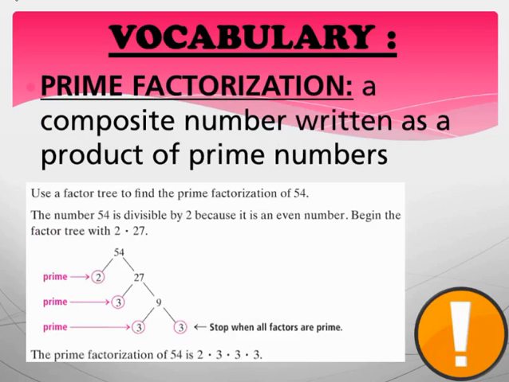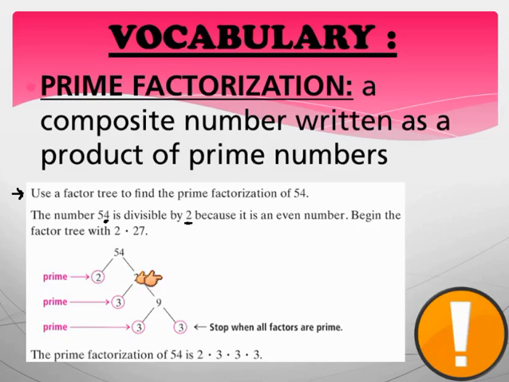As stated earlier in the lesson, we talked a little bit about prime factorization. Prime factorization is a composite number written as a product of prime numbers. So, in this example, we're going to use a factor tree to find the prime factorization of the number 54. The number 54 is divisible by 2 because it is an even number, as we established in our last slide. Because the last digit 4 is an even number, we're going to divide by 2. When we divide 54 by 2, we get the value of 27.